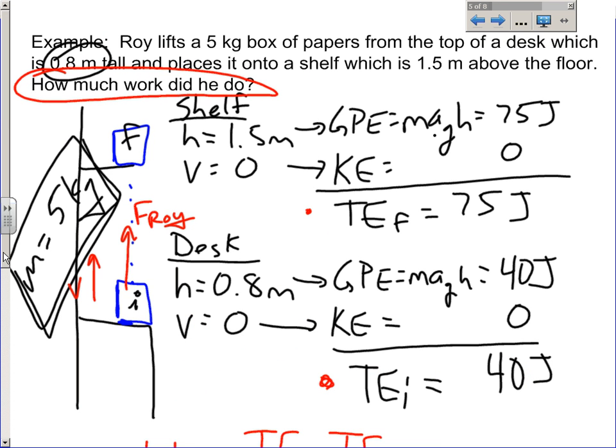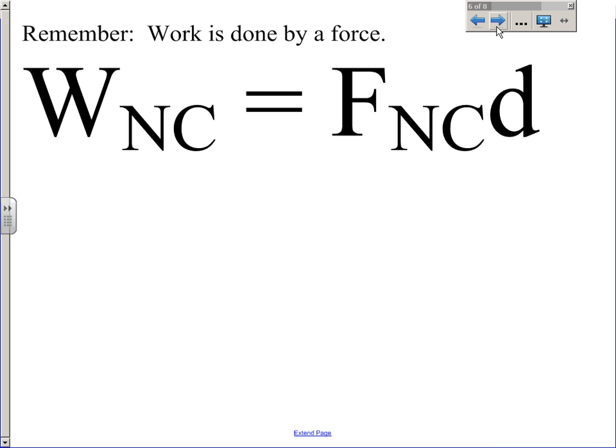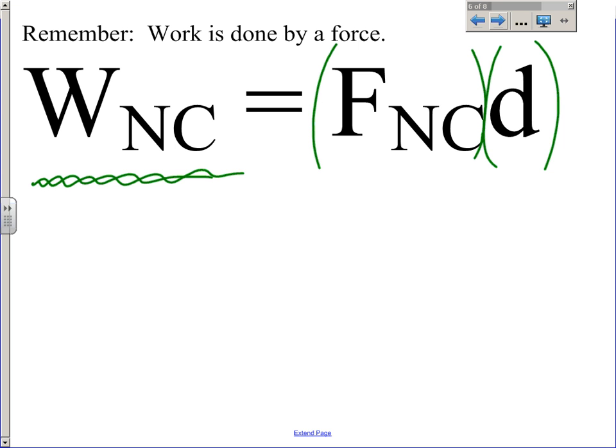So, check it out. In this problem, Roy was exerting a force. That's what did the work. And it seems like there should be a connection between how much force Roy exerts and how much work he does. And it turns out there is. Okay? Work is done by force. And so it turns out another way to find the work done by your non-conservative force is to take the amount of force exerted and multiply it by the distance that that force acts over.